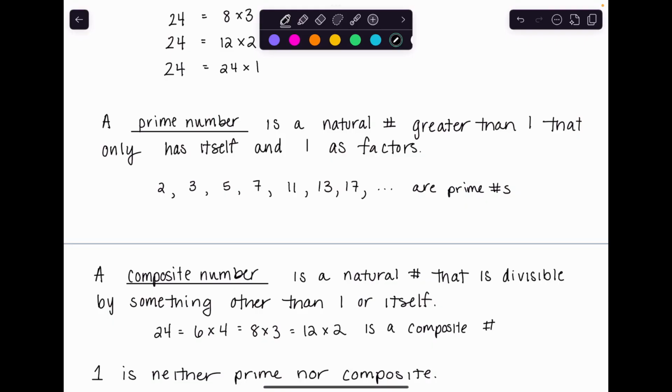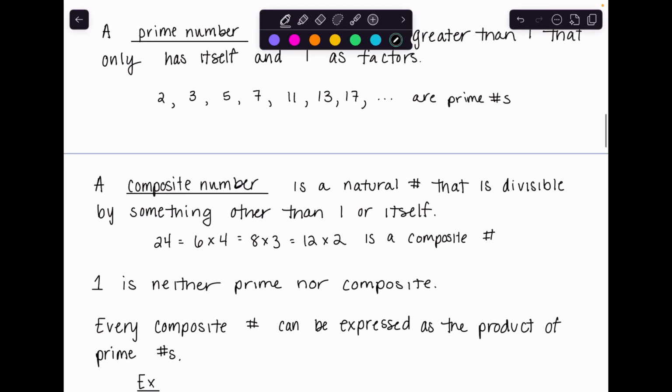So every natural number is going to be one of these two things. It's either prime or it's composite. The only distinction is the number 1. That one is neither prime nor composite. It's just kind of standalone.